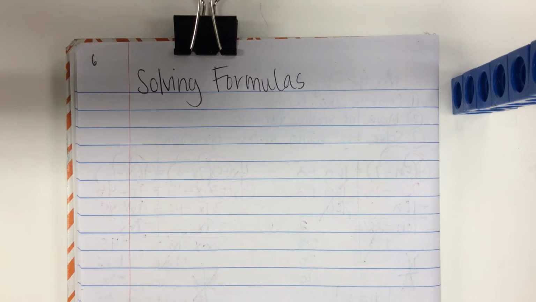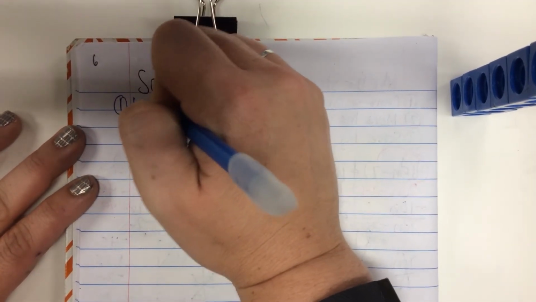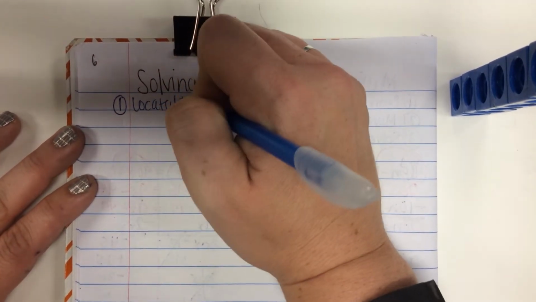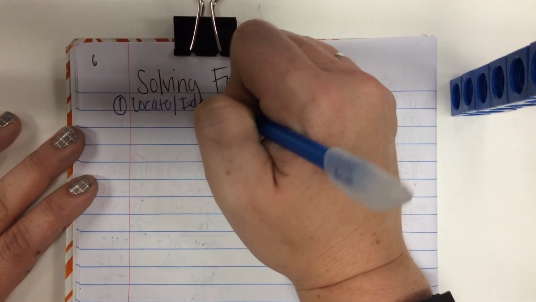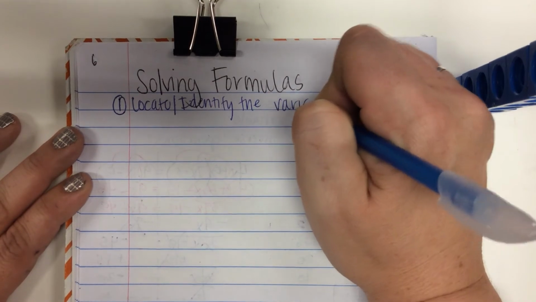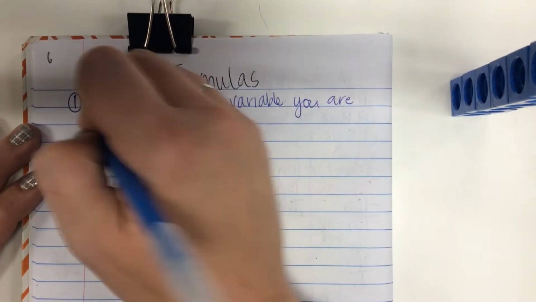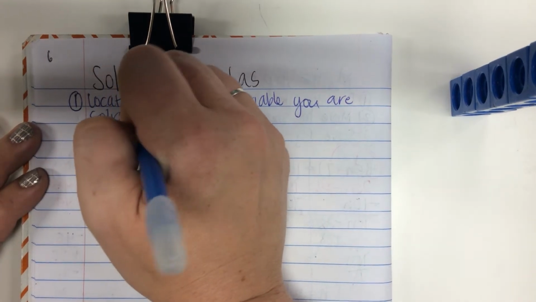Solving formulas. There are 3 steps to solving a formula. This is isolating a variable. The first thing we do is locate or identify the variable you are solving for.